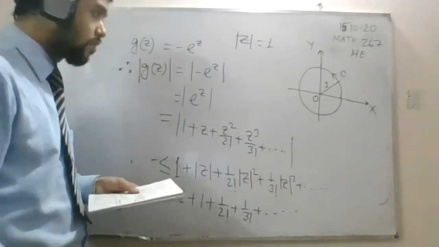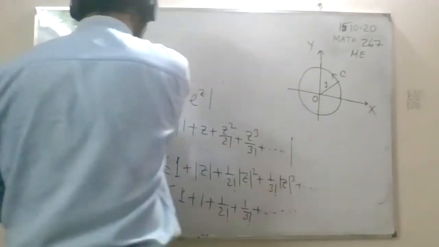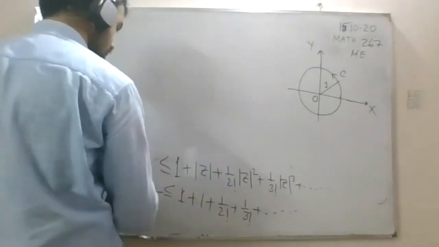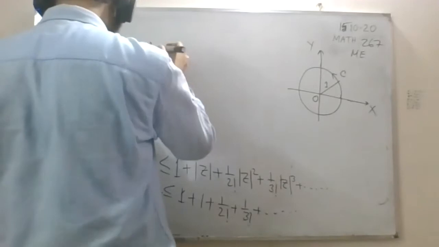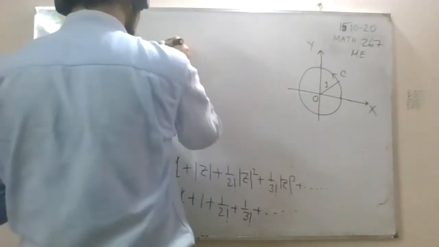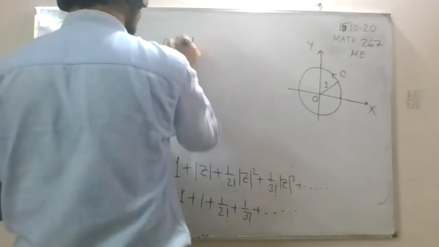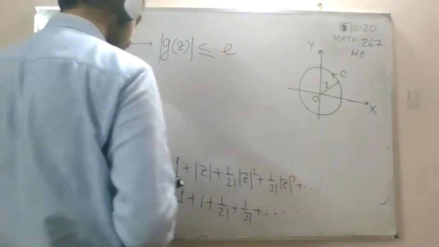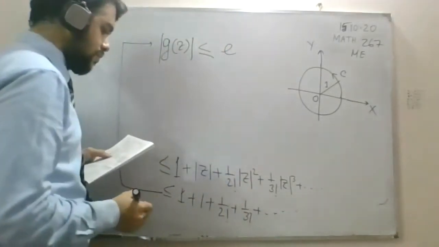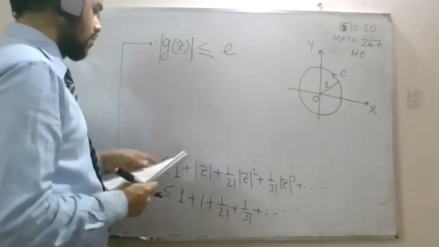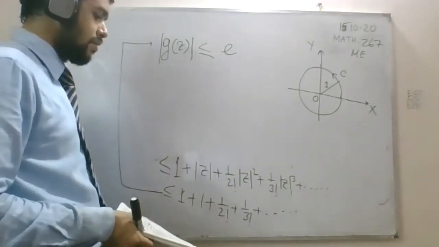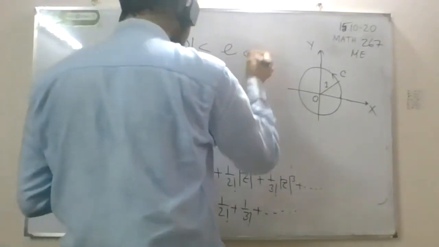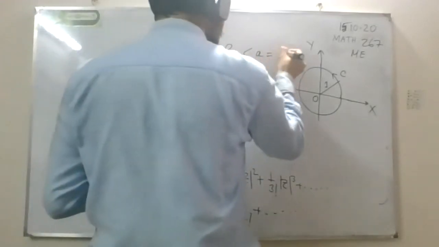Okay, now from here you can say this is less or equal to e. And we also know that e is less than a, which is equal to l.